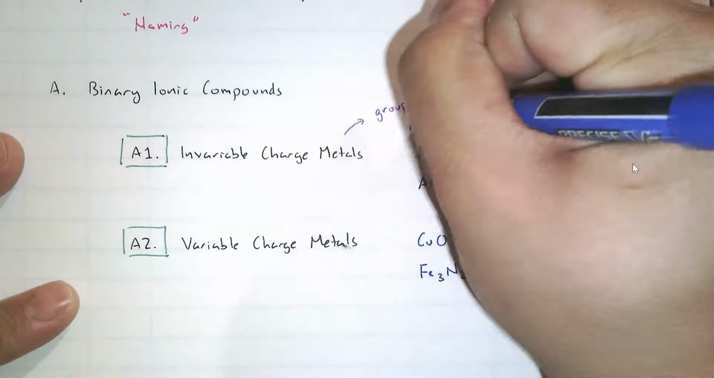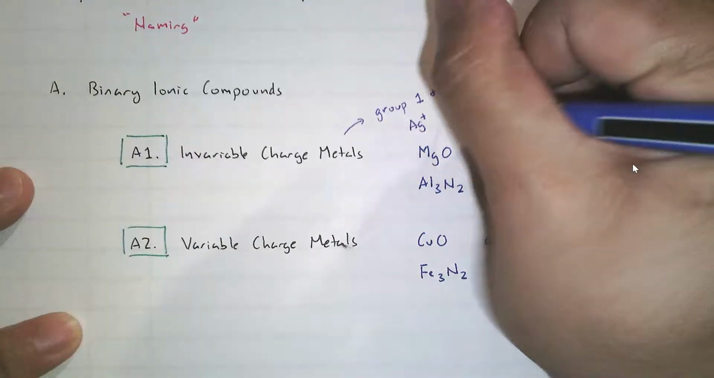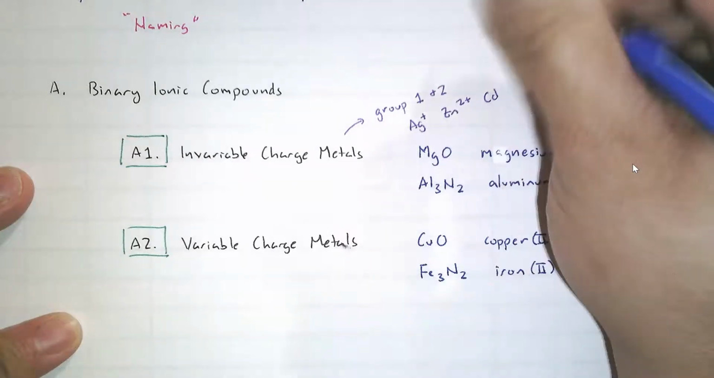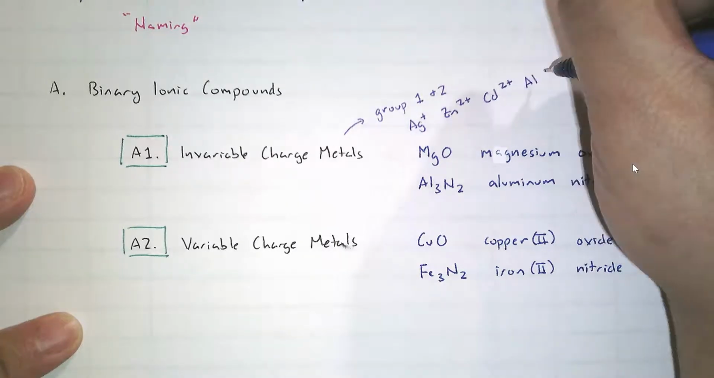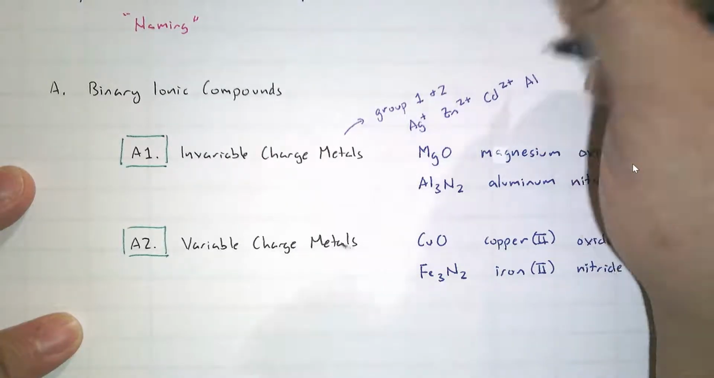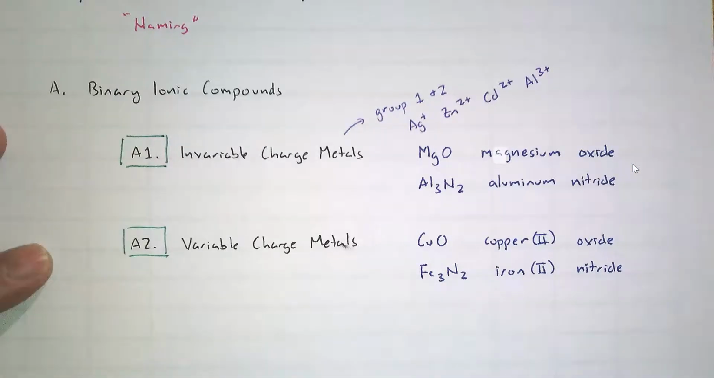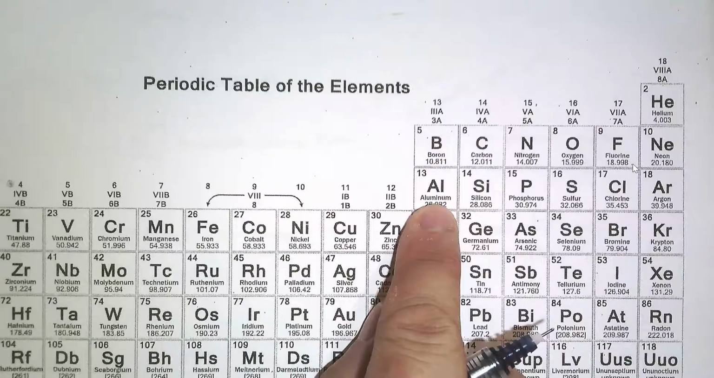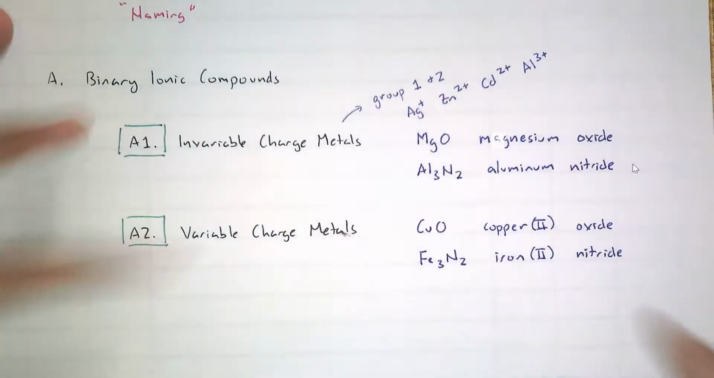Silver, and I'll tell you now that silver is always plus 1 when it becomes an ion. Zinc, 2 plus. Cadmium, which is under zinc, also 2 plus. And aluminum, which is considered a metal, 3 plus. Just be careful. Don't mistake aluminum, that's not a metalloid. It is clearly a metal.